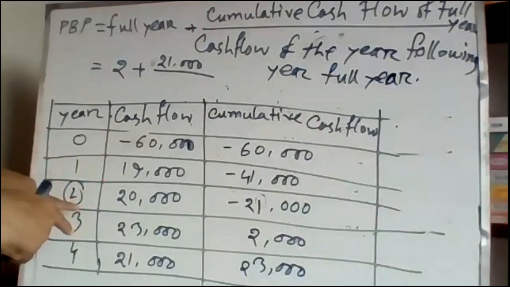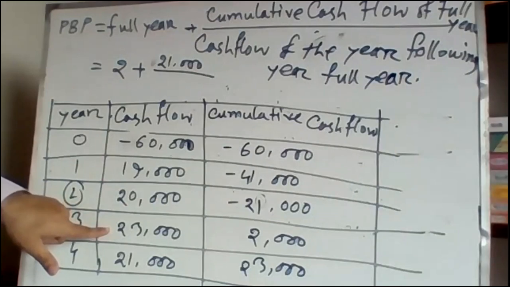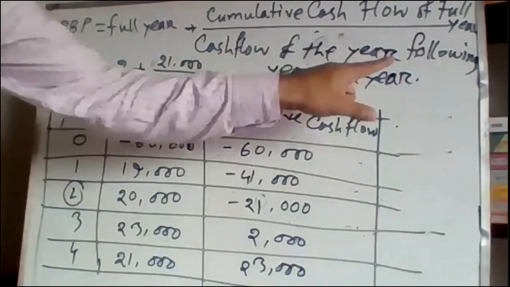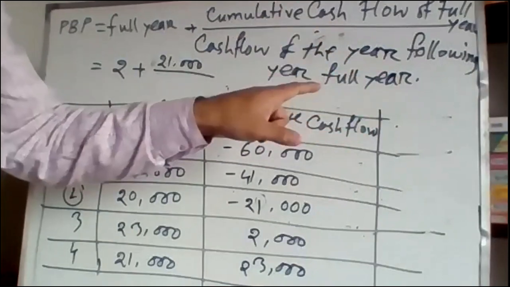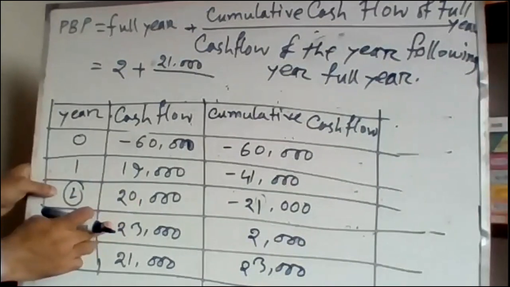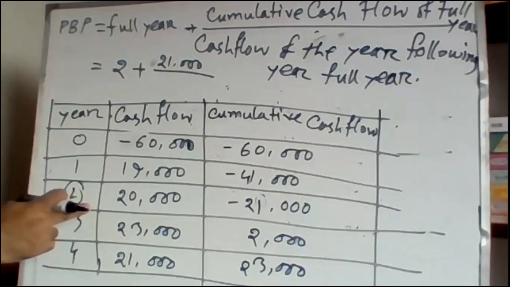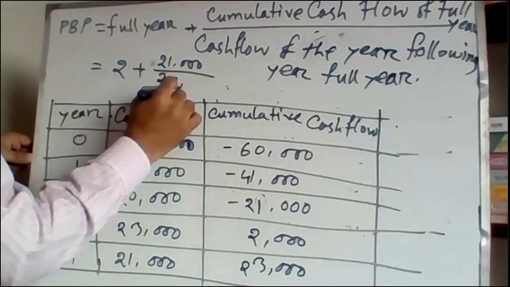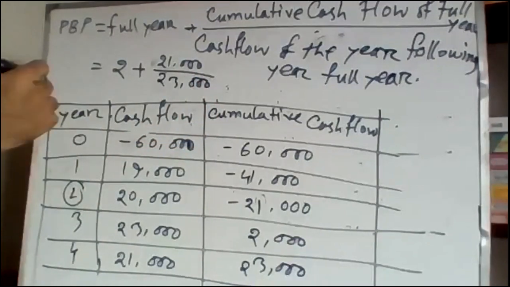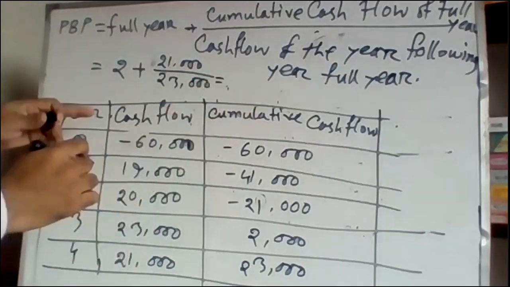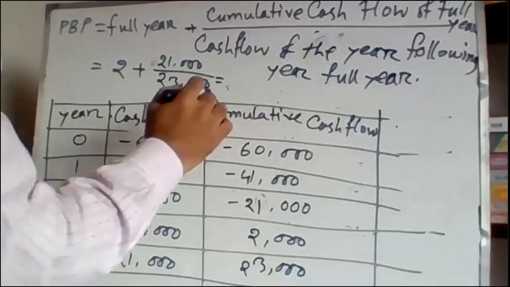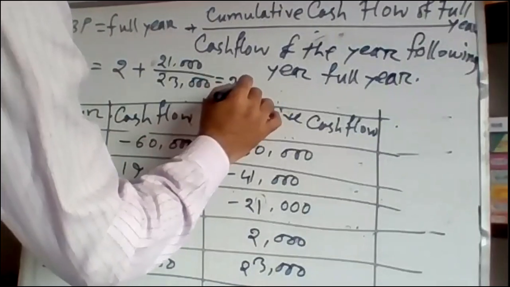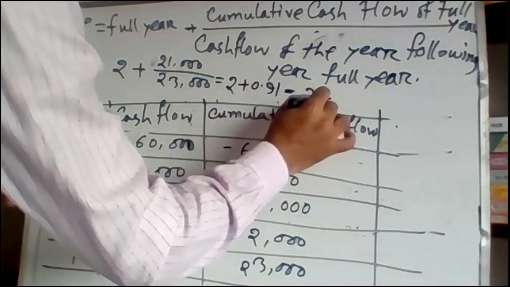That means we have to use the cash flow of the year after the full year. Tell me, cash flow of the year following the year means the full year. So what is the cash flow of the year after this full year? Sir, 20,000. No, of the year after, the year following the full year. 23,000 sir. 23,000, right? 23,000. Okay. Now, if you calculate this, you will get 2 plus 0.91, equal to 2.91 years.